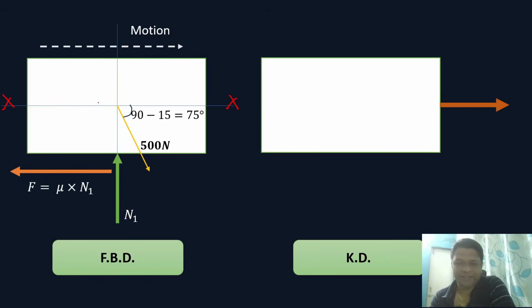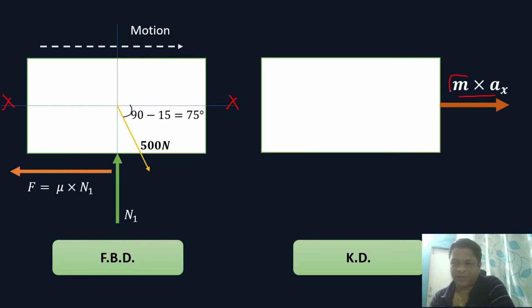So we'll consider its acceleration in the x direction. First, show the direction of motion where it is moving. It is moving towards the right, and it is equal to mass into acceleration. So m into acceleration in the x direction.